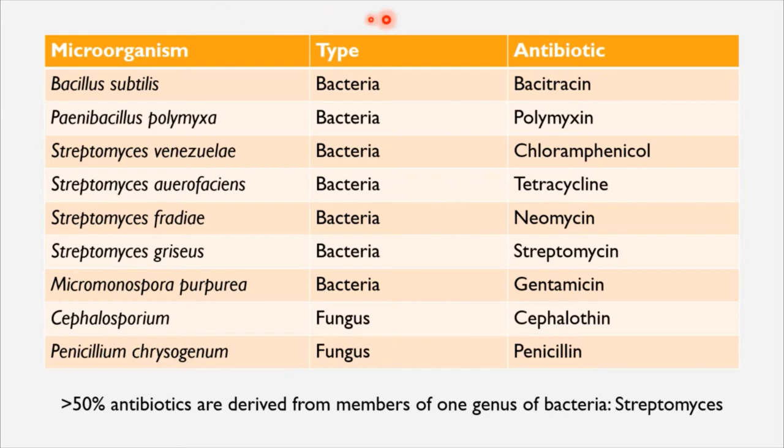Here in this table, we can see some examples of bacteria and fungi that are the sources of many of our more common antibiotics. At the bottom, we can see the Penicillium mold, which is the source of penicillin. But we can also see how common Streptomyces is as the genus of bacteria from which chloramphenicol, tetracycline, neomycin, streptomycin, and other drugs are originally derived.